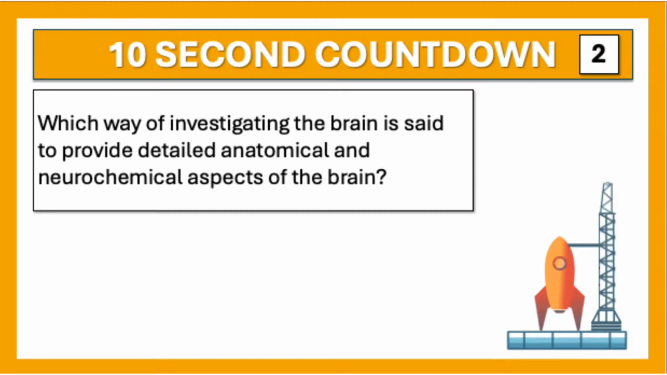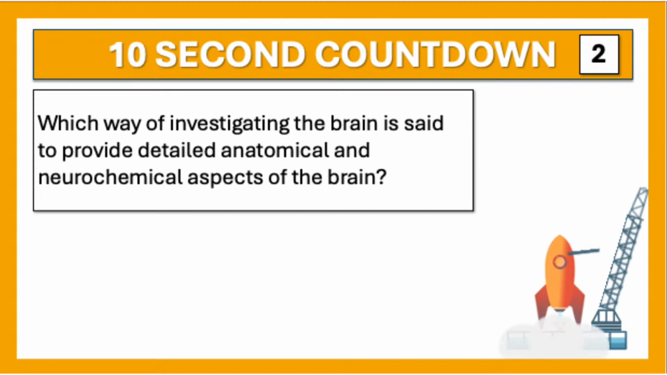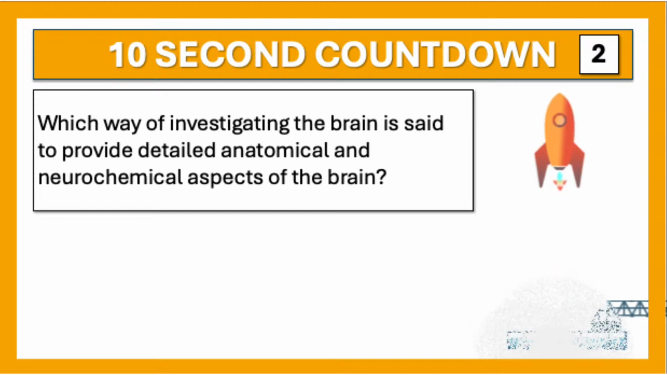Which way of investigating the brain is said to provide detailed anatomical and neurochemical aspects of the brain? 10 seconds. Pop your answer in the chat. Liftoff will start in T-minus 10 seconds. 10, 9, 8, 7, 6, 5, 4, 3, 2, 1. We have ignition.